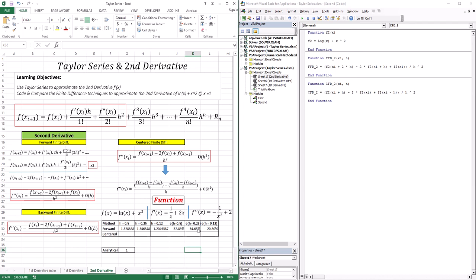So by reducing the step size, the first approximation was 52.89% error. Then it went down to 34.68. Then it went down to 20.5%. So let's go ahead and see how the centered finite difference is going to perform. Again, the point that I'm interested in getting the derivative is 1, and 0.5 is my step size. And now it's 0.84, its approximation, so relatively closer to 1.